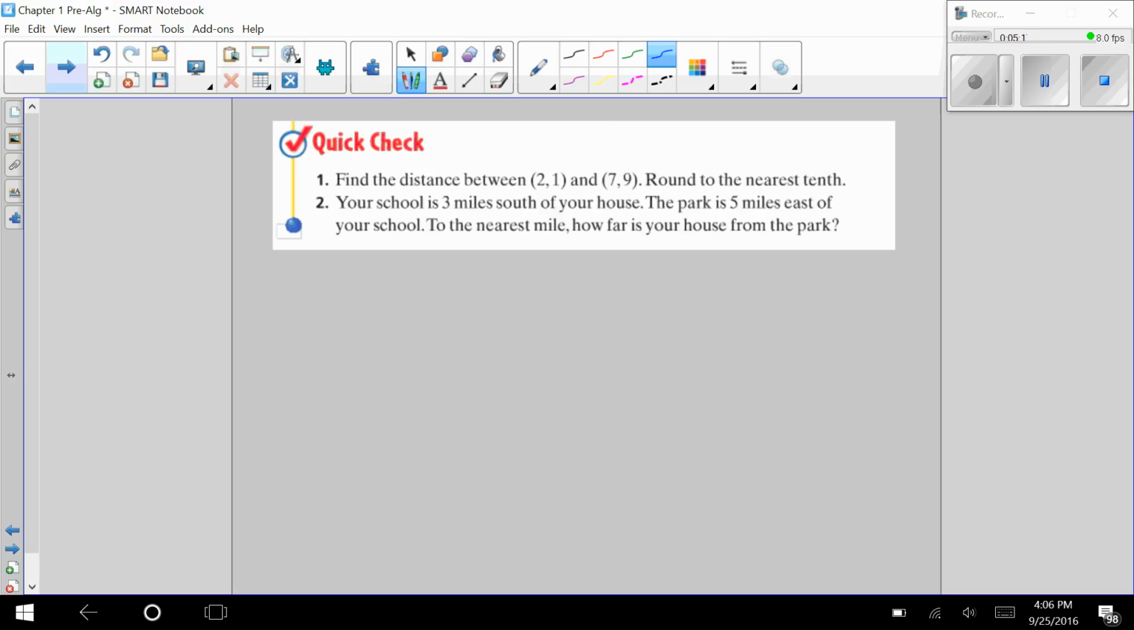Try these two. Find the distance between 2, 1 and 7, 9. And your school is 3 miles south of your house. The park is 5 miles east of your school. To the nearest mile, how far is your house from the park? So start with number 1, we'll need a graph. We have 2, 1 and 7, 9.